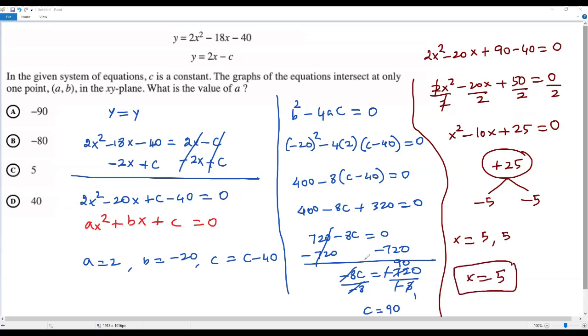So the x coordinate at the point of intersection of the two graphs is 5. So according to the information, A represents the x coordinate at the point of intersection. So therefore, the value of A is 5. We find 5 in option C. The correct answer choice for this question is option C.